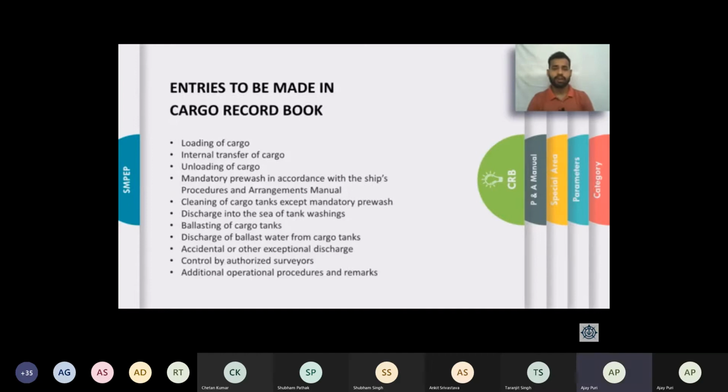Now, this is the list of entries which are to be made in the cargo record book: loading of cargo, internal transfer of cargo during the voyage, unloading of cargo, mandatory pre-wash, cleaning of cargo tanks, discharge into the sea of tank washings, ballasting of cargo tanks, discharge of ballast water from cargo tanks, accidental or exceptional discharge, control by authorized surveyors, and additional operational procedures and remarks.